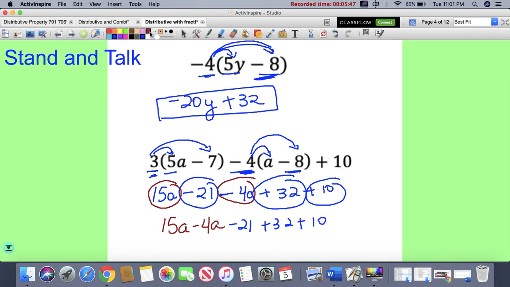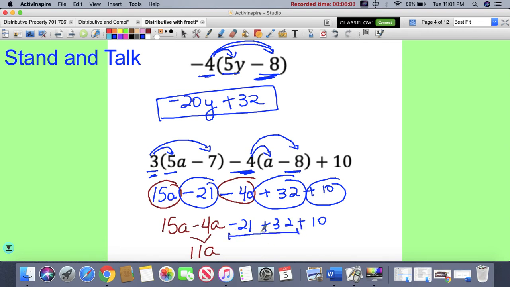So let's do the ones that we can first. 15a minus 4a, that's easy. It's going to be something a, right? And 15 minus 4 is simply 11a. In blue, and again, you can have a calculator, you can use this. I'll do these two first.